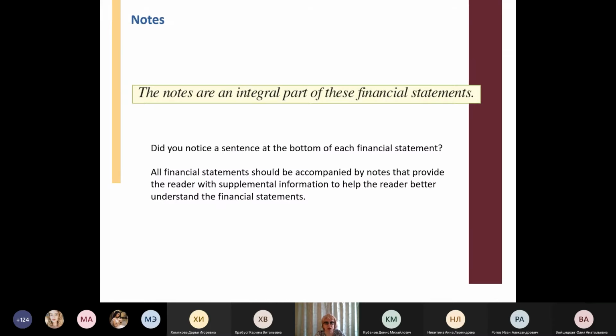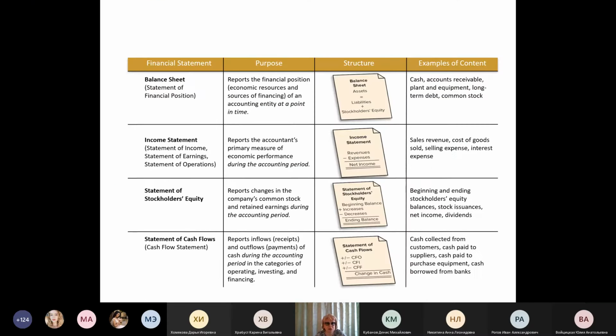Notes. I hope now you understand, maybe in general, that financial statements provide very aggregated information. And it's really not enough to understand the content, the nature, and to evaluate the future of the business. This is why the notes are an integral part of these financial statements. What does it mean, notes? Notes are all the additional supplementary disclosures in order to understand the content of financial statements.